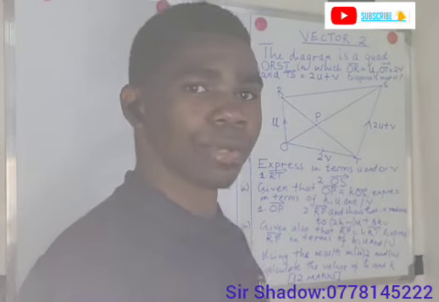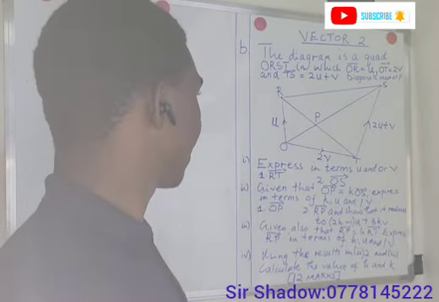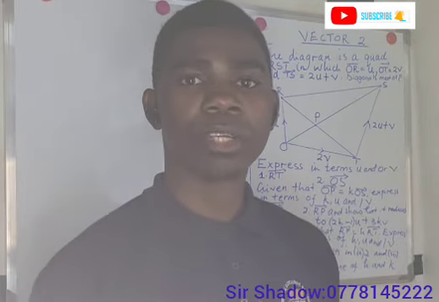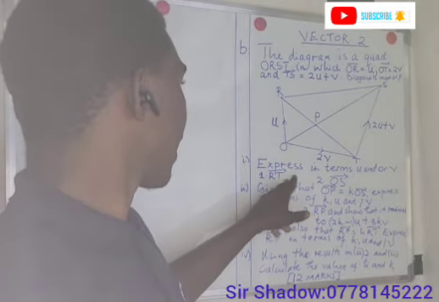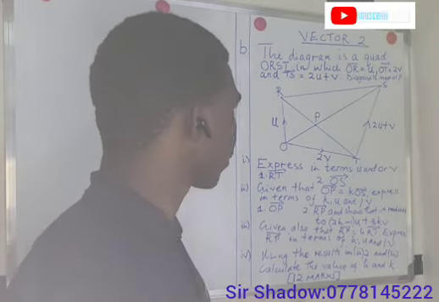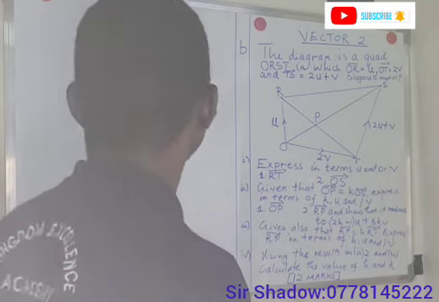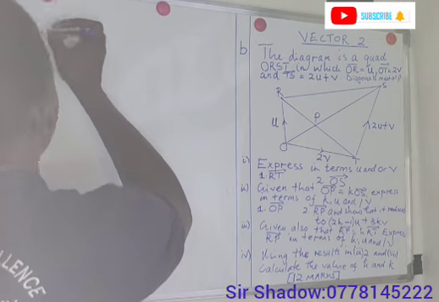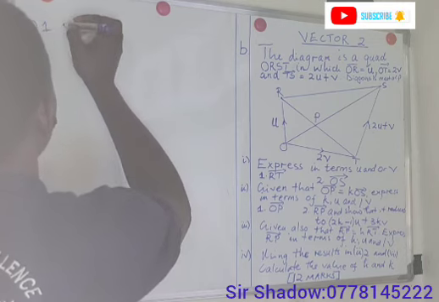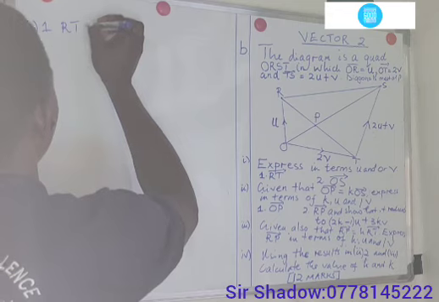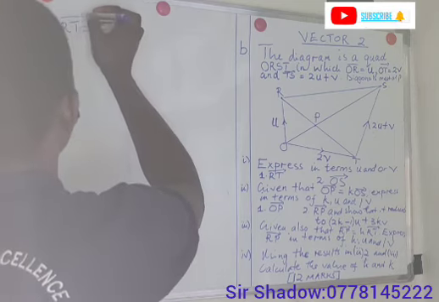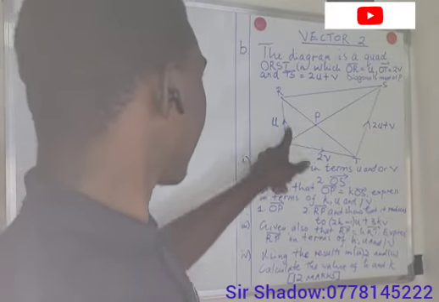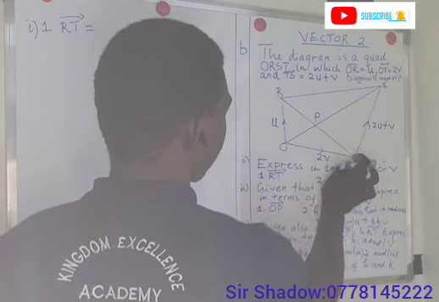So let's start with the first question. We are given: express in terms of U and V, RT. We want to find RT. So we want to find the vector RT, and remember RT is this one.